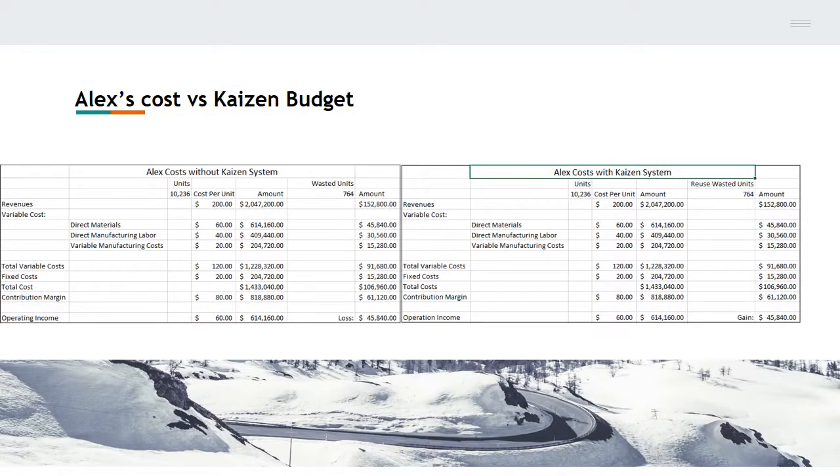Here we have Alex's cost versus Alex's cost with the Kaizen system. As you can see, there is a difference in the numbers and how it would be very beneficial for the business to use the Kaizen budgeting system.